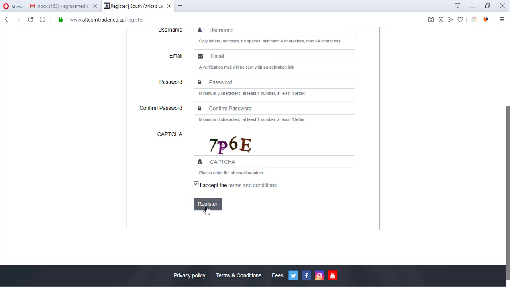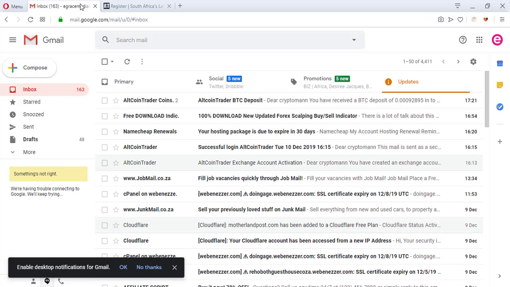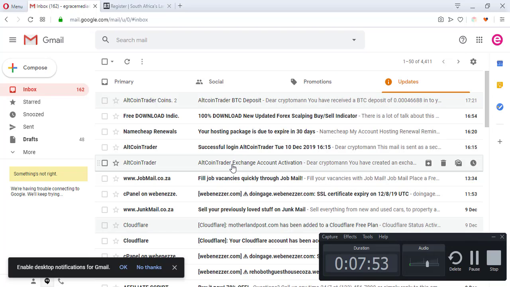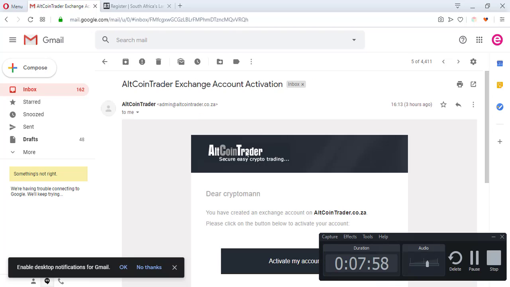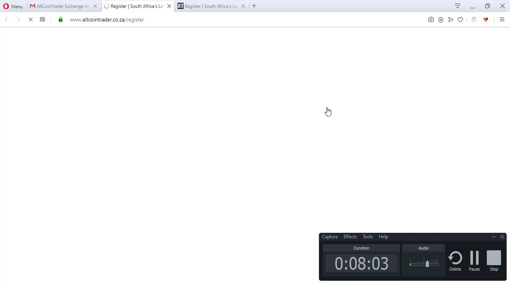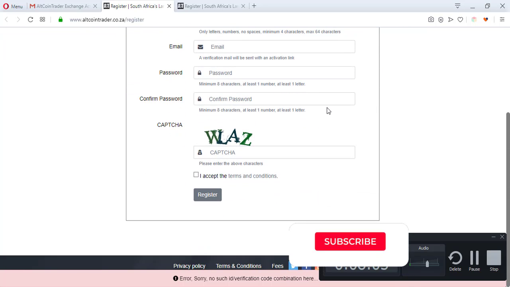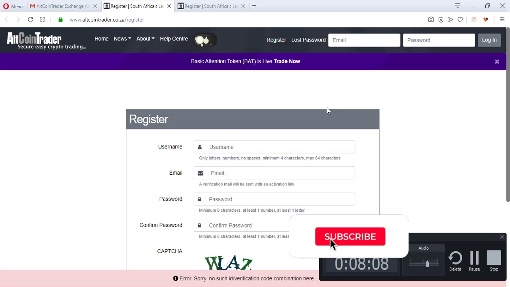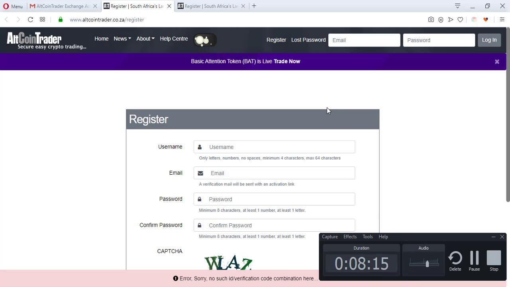So what will happen is an email will get sent to your email address. I'm gonna go into my email. So when you go to your email, you actually receive an email that asks you to activate your account. Click on that email, then click on activate my account, right? So I've already clicked this link, and right now this link is no longer working because I've already clicked that link before. But when you click that link, it will tell you that your account is now being activated, right? So you can now start using Altcoin Trader.